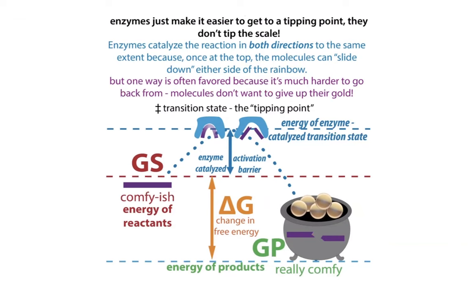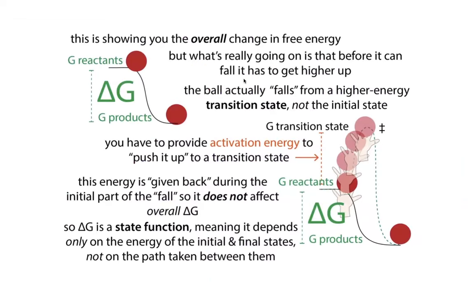So the difference in the energy between the products and the reactants is going to determine your delta G. It's going to determine, okay, if you let them reach equilibrium, what would the proportions be? So remember that delta G is a state function. It depends only on the initial and final states, so only on your reactants and your products and the difference in energy between them. But the path to get between them can be very, very different, and the enzyme can alter this path.